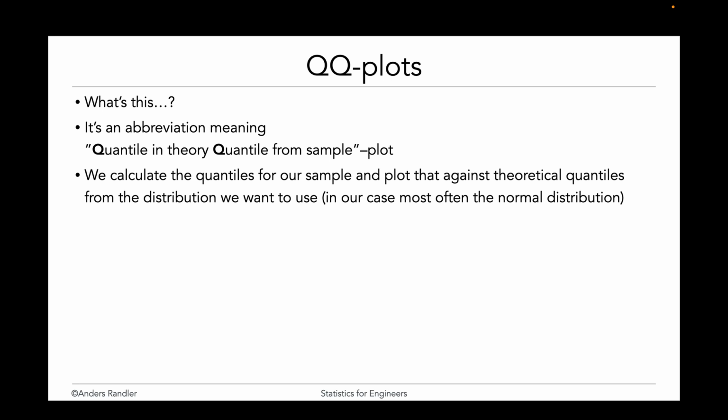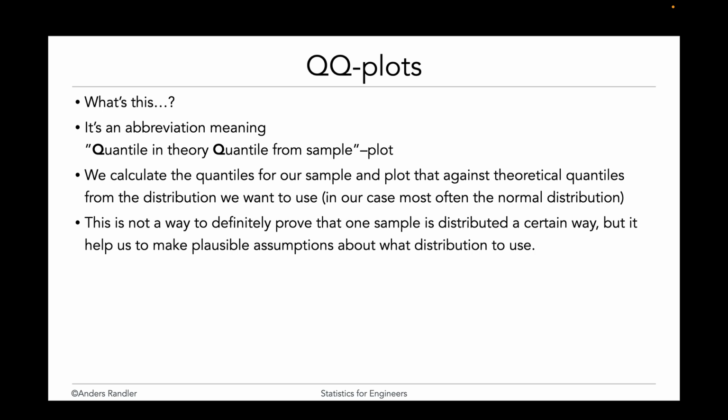So we calculate the quantiles for our sample and plot them against theoretical quantiles from the distribution we want to use. In our case, most often the normal distribution. This is not a definite proof that this is the correct distribution, but it's really a good and quite quick way of checking that your data could actually be normally distributed or some other distribution.